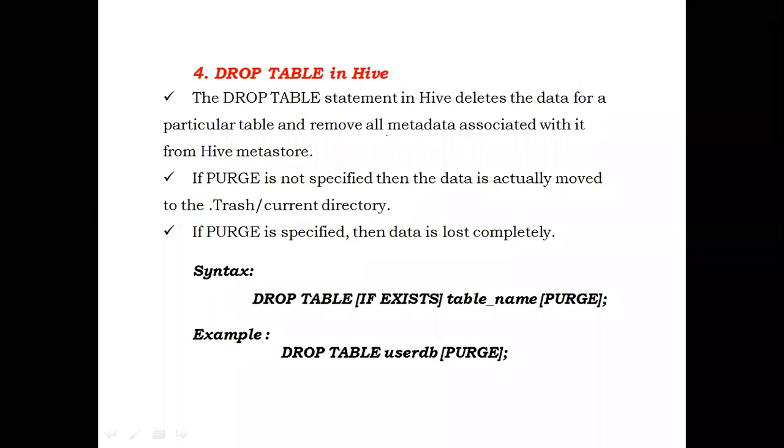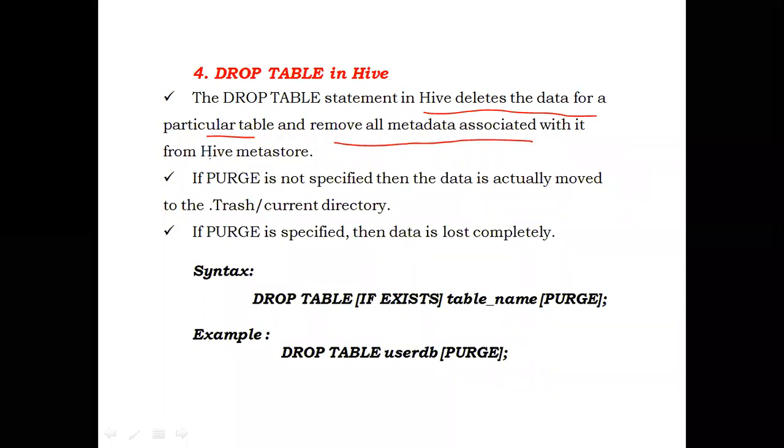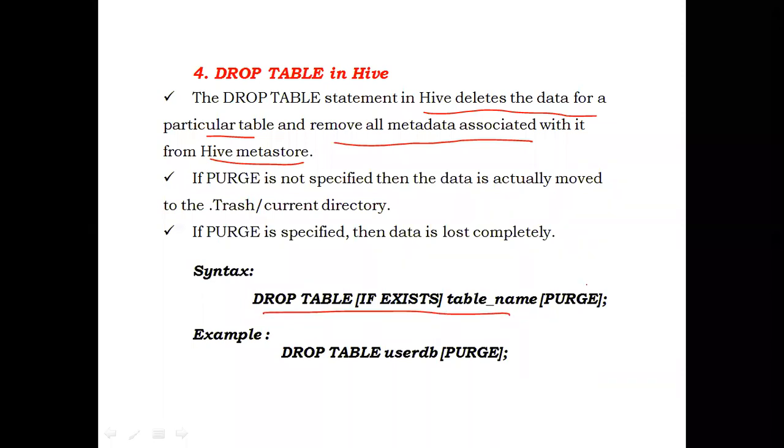The drop table statement in Hive deletes all the data for a particular table and removes all metadata associated with it from the Hive metastore. It not only deletes the table, it also deletes the metadata about the table in the metastore. It will go to the metastore, and all the metadata related to the table will also be deleted. See, when we come to the syntax, drop table if exists, table name, purge.